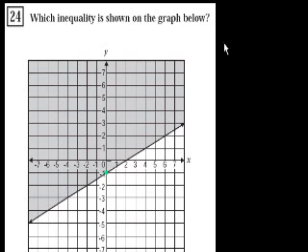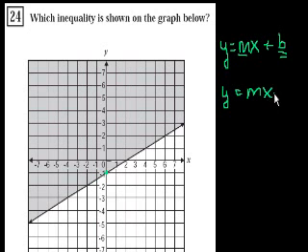So if we wanted to put it in slope-intercept form, the equation of really any line is y is equal to mx plus b, where m is the slope and b is the y-intercept, right? Here, when x is 0, y is negative 1. So the y-intercept is minus 1. So b is minus 1. So we know that y is equal to mx minus 1. And now we just have to figure out the slope.